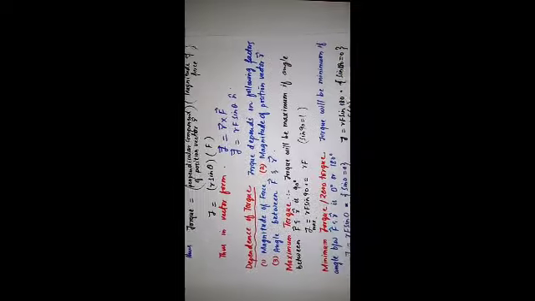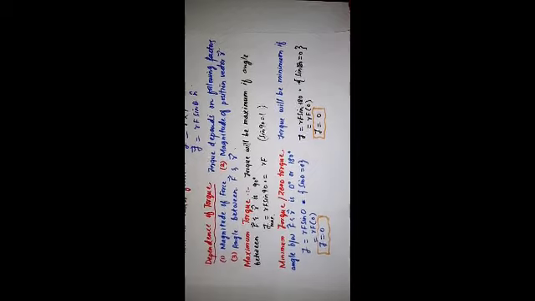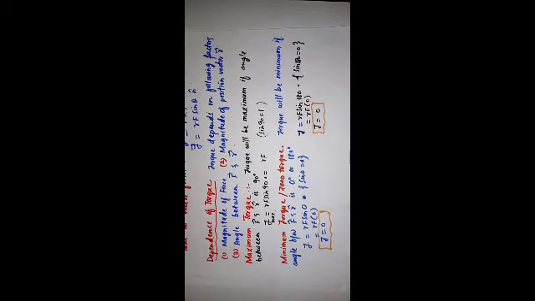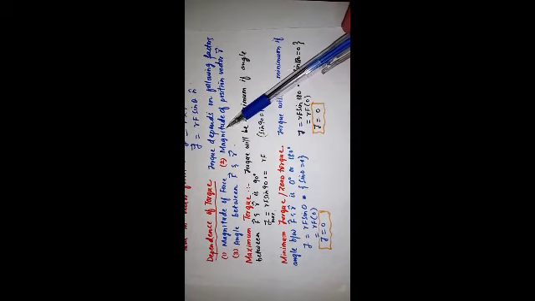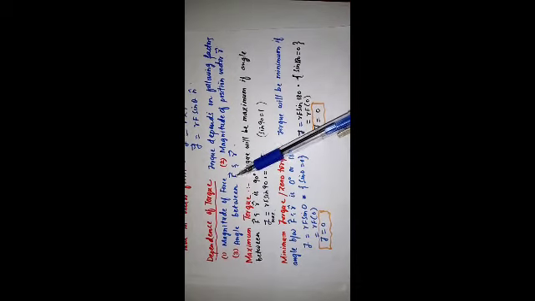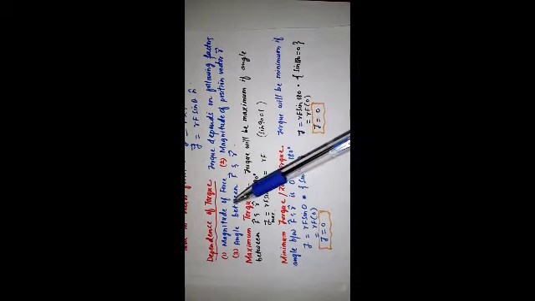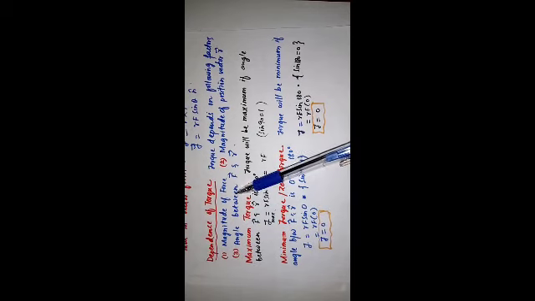So if we discuss the summary of torque, what are the main factors on which torque depends? There are three main factors. Number one is the magnitude of force, number two is the magnitude of the position vector, and number three is the angle between F and r. Torque is directly related to force and the magnitude of the position vector, and torque depends on the sine of the angle between F and r.